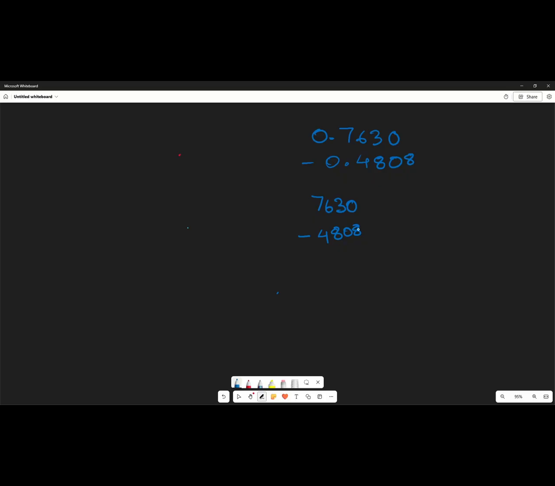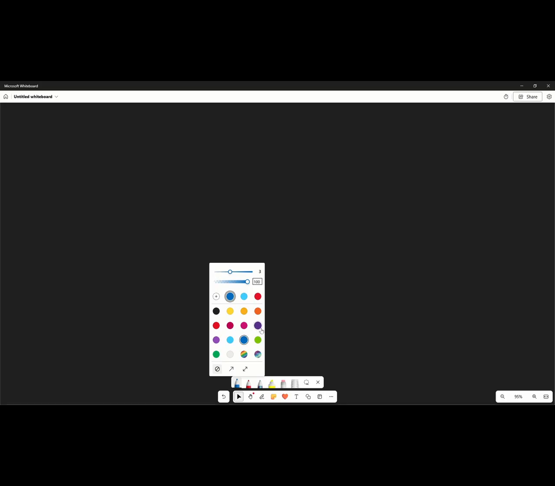Now we subtract normally. 0 minus 8 not possible, so we borrow 1. 3 becomes 2, 0 becomes 10, 10 minus 8 is 2, 2 minus 0 remains 2, 6 minus 8 is not possible, so we borrow 1, 7 becomes 6, 6 becomes 16, 16 minus 8 is 8, 6 minus 4 is 2, so we get 0.2822. Again, quite straightforward.